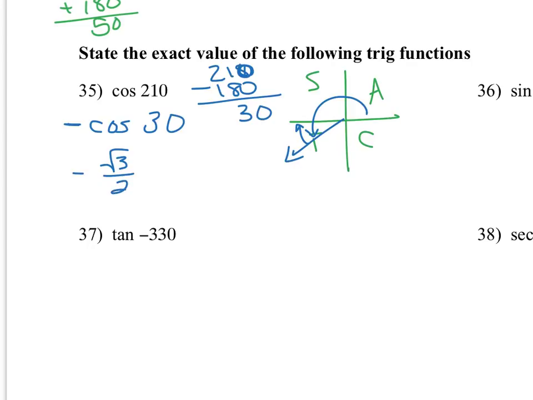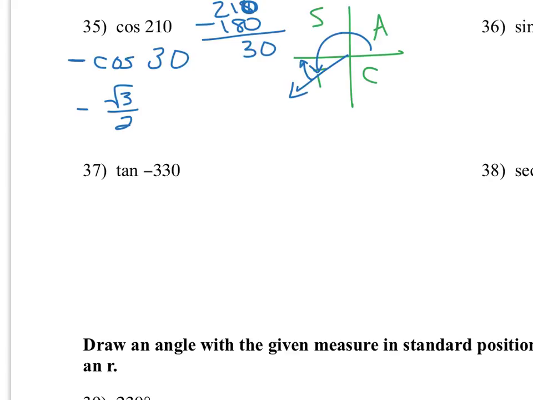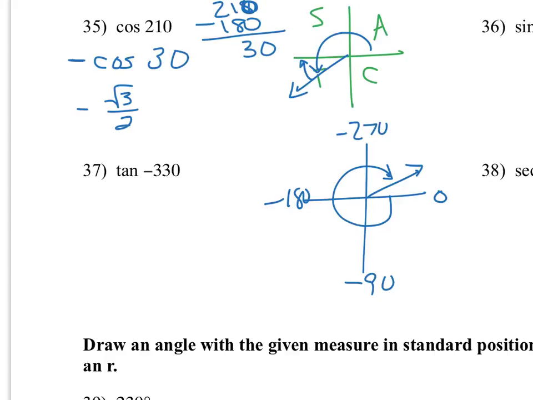The cosine of 30 is radical 3 over 2. There we go. Okay. Tangent of negative 330. Same deal. Negative 330 goes right to here, because remember, this is 0, negative 90, negative 180, negative 270, and then this is negative 360. So we're in the quadrant where all of them are positive, so tangent is positive. The reference angle here, we have to get to 360 from 330, so that's 30 degrees. Reference angles always have to be positive. So the tangent of 30 is radical 3 over 3.